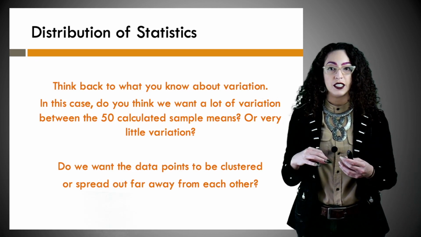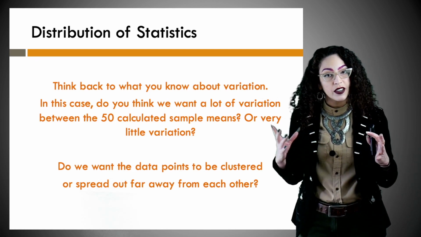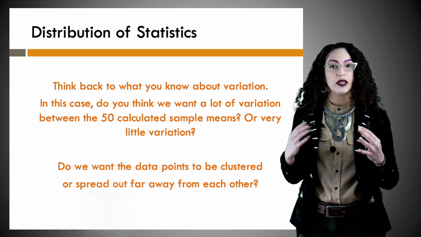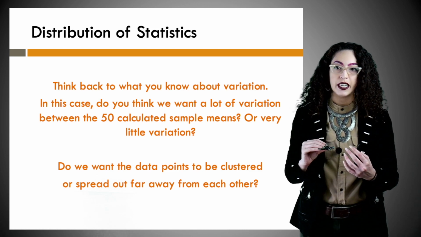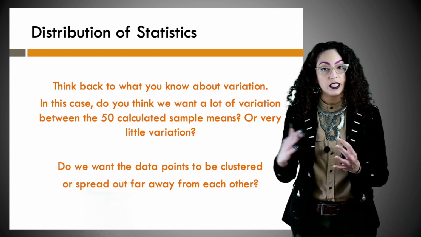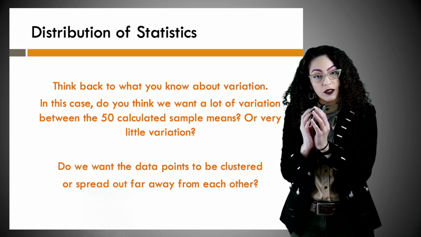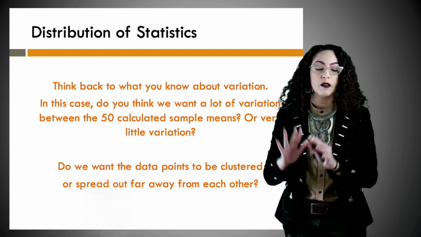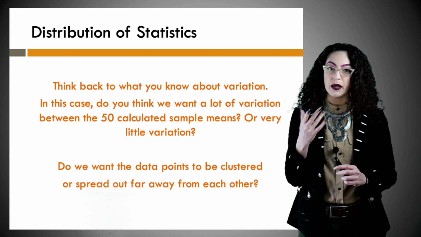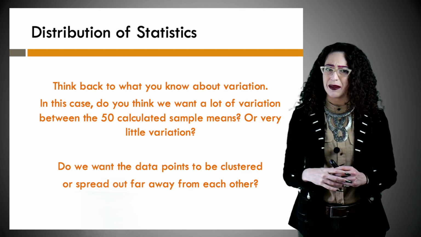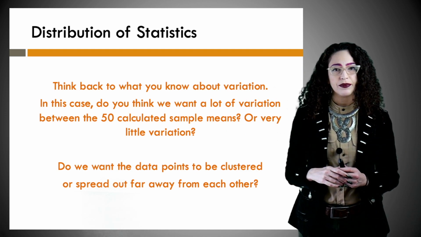In this case, do you think that we want a lot of variation, lots of differences between the 50 calculated sample means, or do we want very little variation? Do we want the data points to be clustered all around one hump in the middle, or do we want them to be far away and spread out from each other? What would it mean if they were very far away from each other? Would that be a good thing or a bad thing?